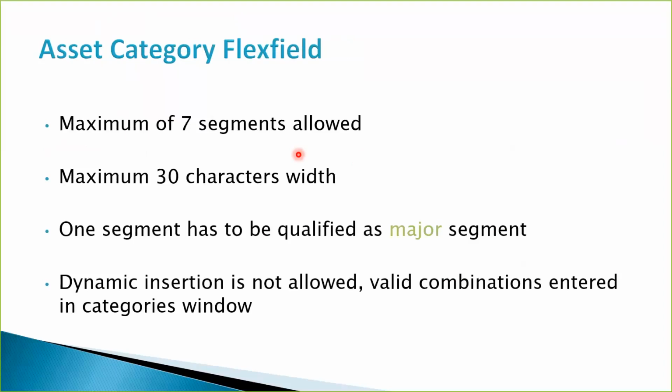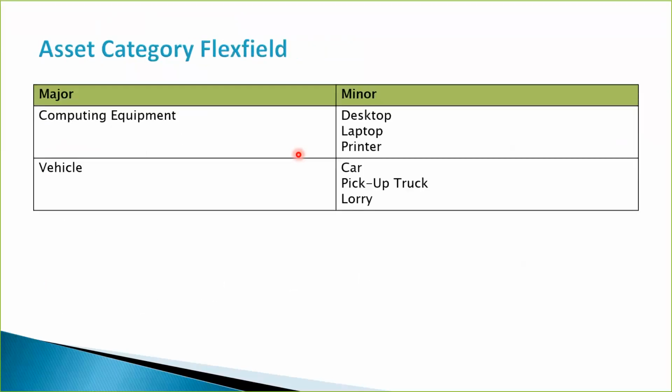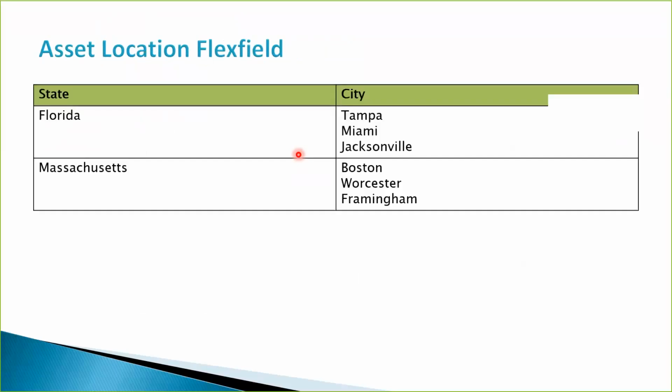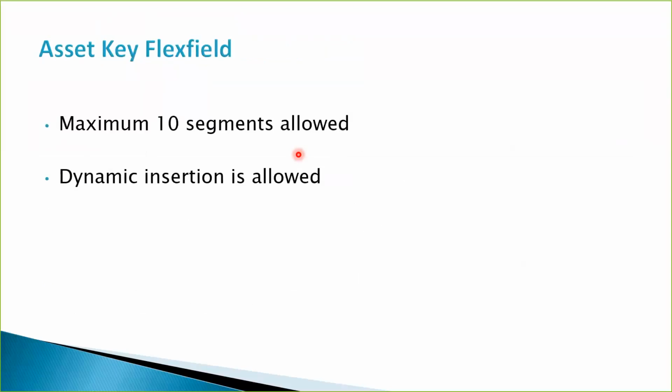For the category Flexfield, you have to qualify one of your segments as a major segment, and you cannot have dynamic insertion allowed. For your location Flexfield, you have to qualify one segment as a state, and dynamic insertion is allowed, and that is also true for your asset key Flexfield.